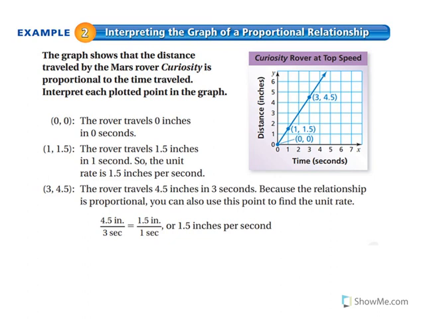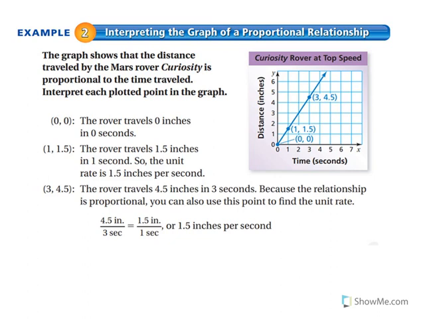Okay, for this next section, you're going to be given a graph that is proportional. And what you're going to be asked to do is to identify or explain, interpret what each of the plotted points represents. So as you can see, I have a plotted point for 0, 0, for 1, 1.5, and then 3, 4.5. Let me go over what I'm most interested in that you know how to do. I want to make sure that you know what each point represents.